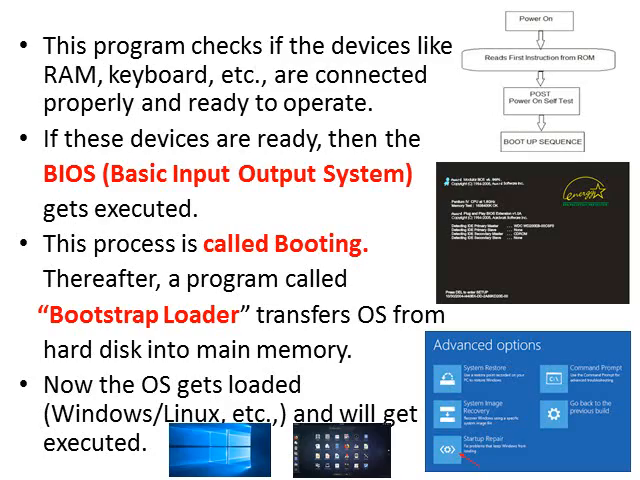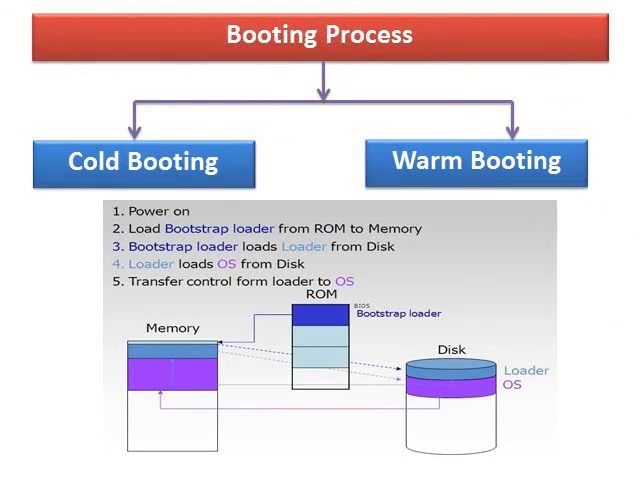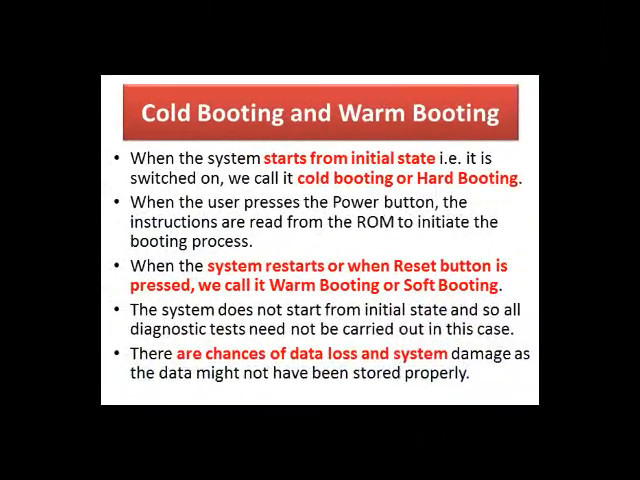Now booting can be of two types. It could be cold booting or warm booting. Cold booting is the process of turning on a computer after it has been powered off completely, whereas warm booting is the process of restarting a computer that is already powered on. A cold boot is usually performed by pressing the power button, whereas a hard boot or a warm boot is done by pressing the restart button or by pressing the key combination of Alt, Control and Delete.